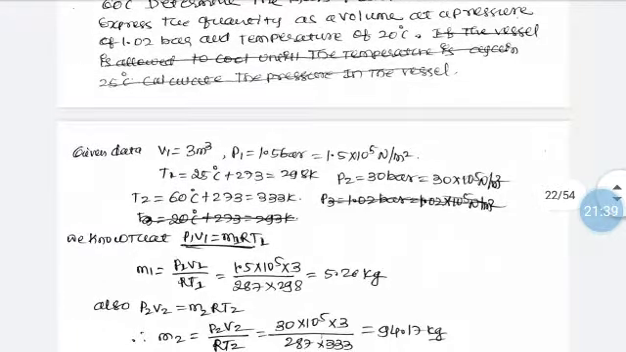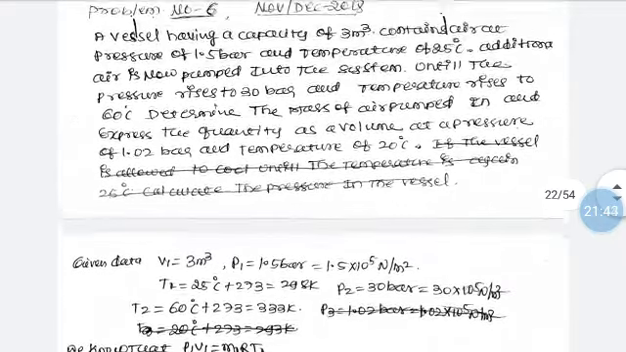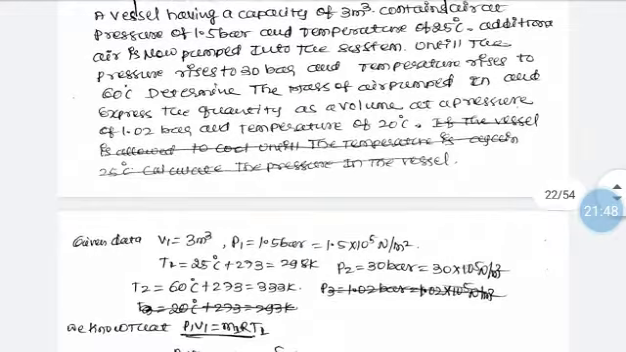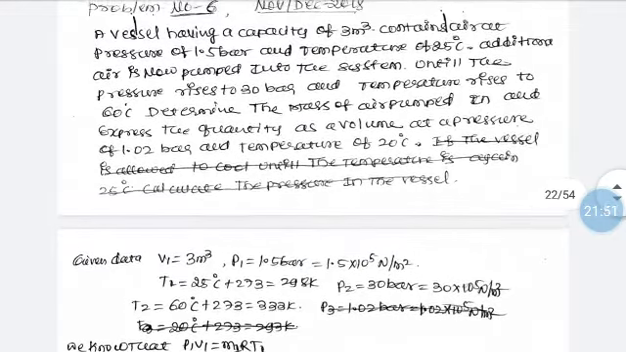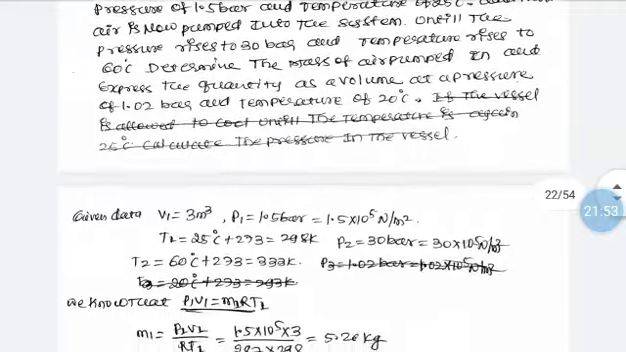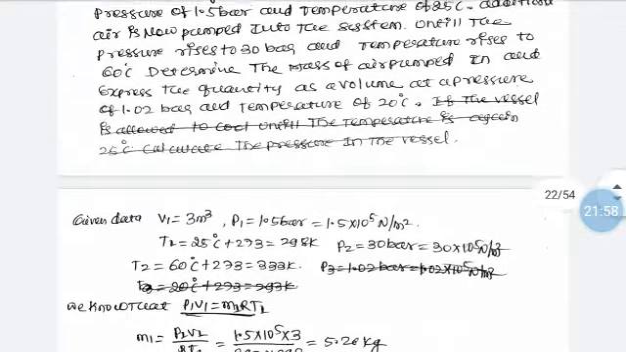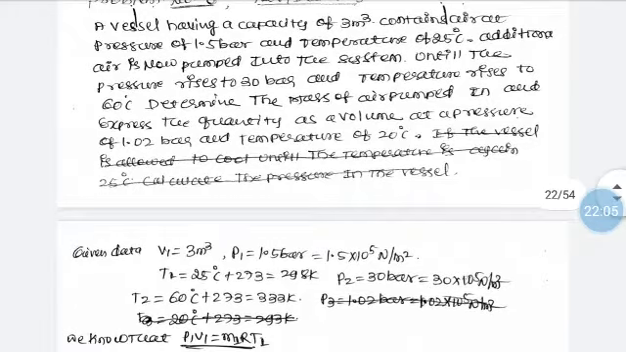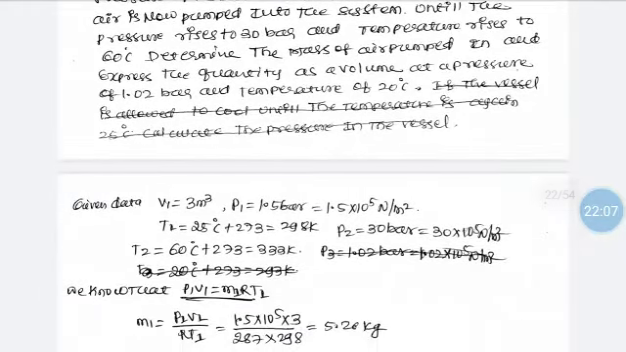So here the given data: V1 is 3 meter cube, that is the initial volume of the vessel. P1 is the initial air pressure, that is 1.5 bar, which we have converted into 1.5 into 10 raised to 5 Newton per meter square. T1 is equal to 25 degrees Celsius, the initial temperature, that we have to convert into Kelvin. So 25 degrees Celsius plus 273 is equal to 298 Kelvin.